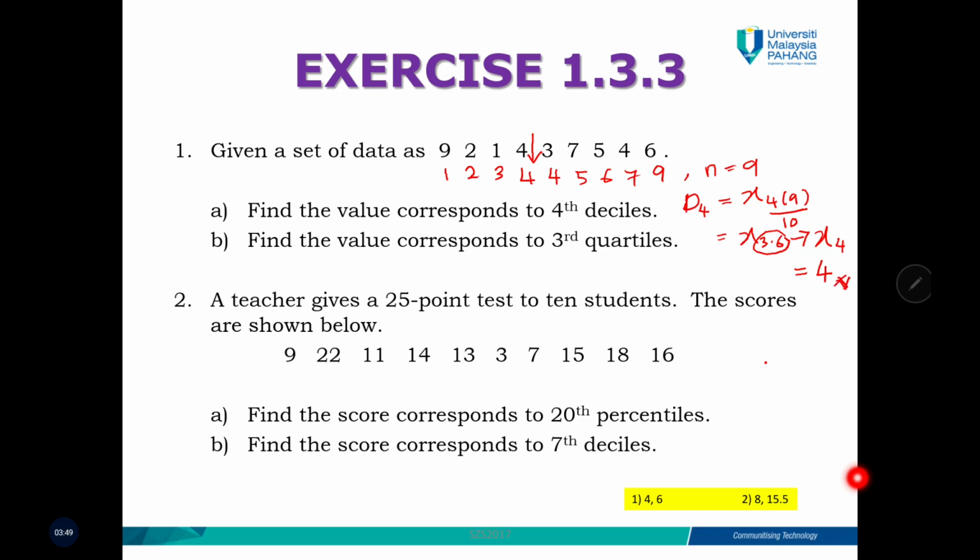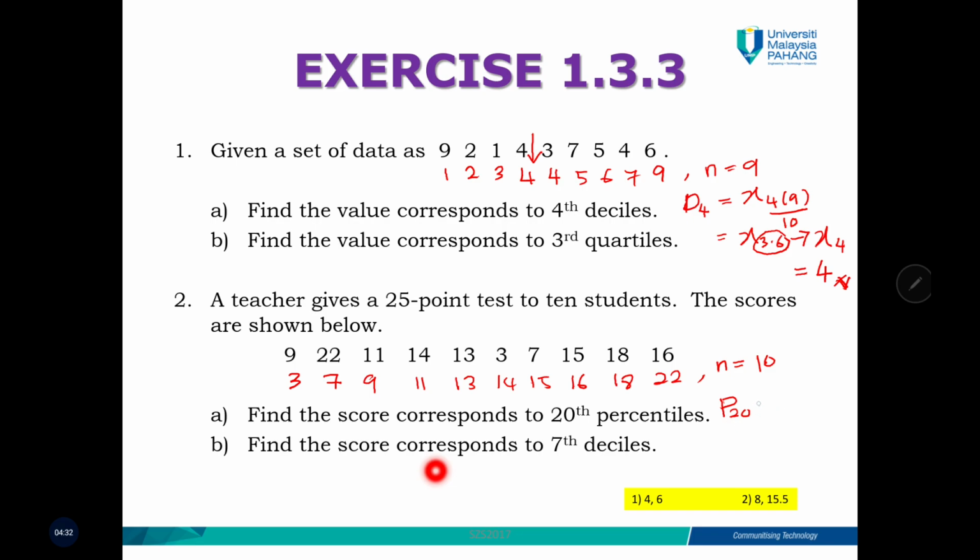Now we look at the second question, question 2. Question A is P20. Percentile. Since this is under measures of position, we need to order the data first. In increasing order: 3, 7, 9, 11, 13, 14, 15, 16, 18, 22, and the number of data in this data set is 10.